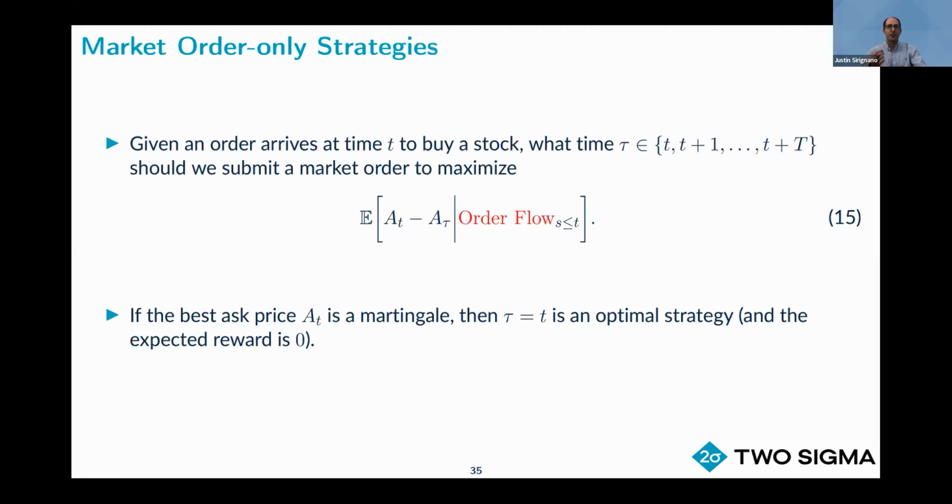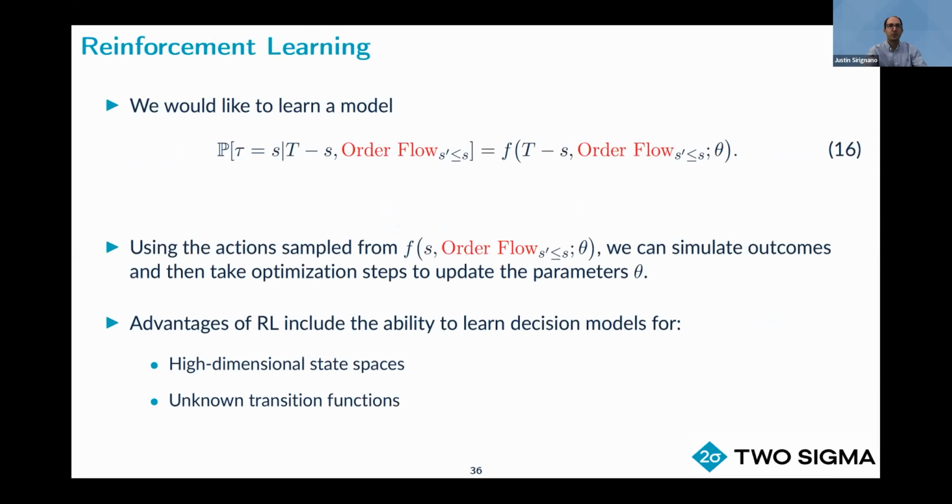At each discrete time, up until the time horizon capital T, the reinforcement learning model chooses whether to submit the market order or wait. If it chooses the action to wait, the model is predicting that the best ask price will decrease, and it can buy the stock at a lower price at a later time. The reinforcement learning model will select the time to submit the market order. Using this model, we will sample actions and simulate outcomes. Specifically, we will simulate what price in the historical order book data the order would have been executed at. Using the simulated outcome, we can then optimize the reinforcement learning model.